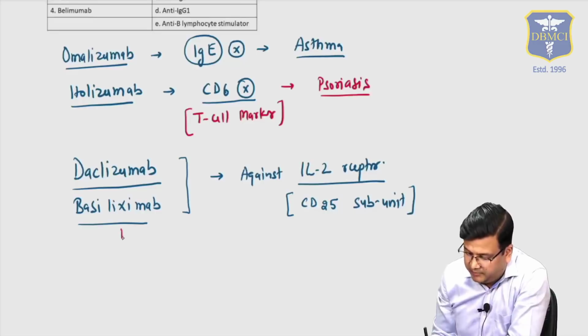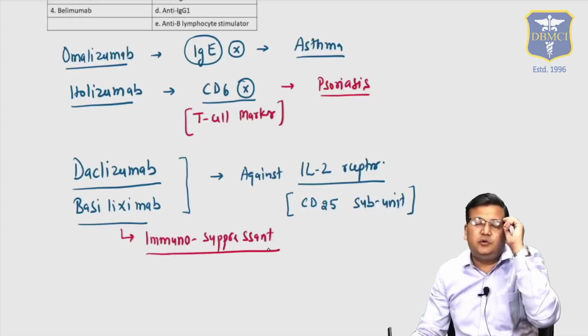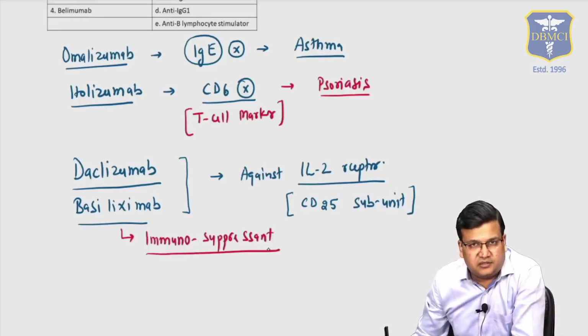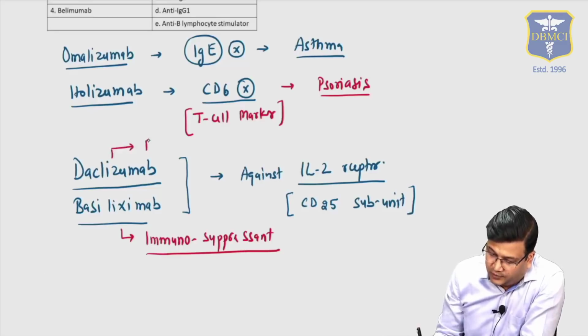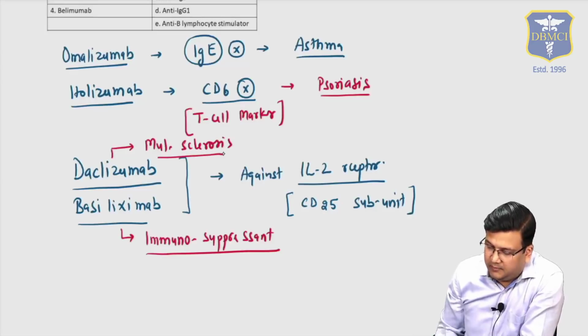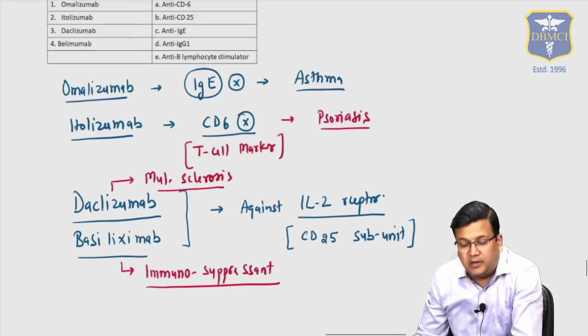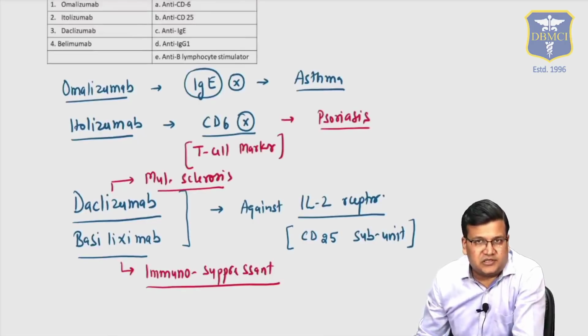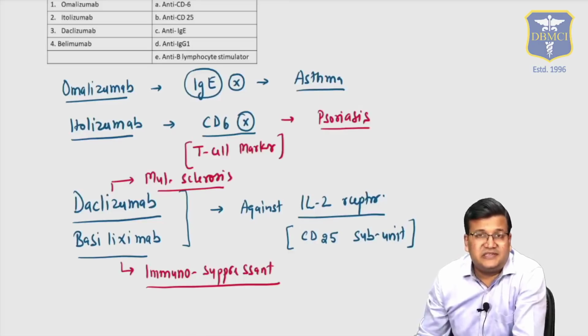Basiliximab, please remember, is used as immunosuppressant to prevent graft rejection, mainly after renal transplant, while daclizumab was used for multiple sclerosis. But this drug has now been discontinued, it is no longer available, but still the question has been asked. So, you need to remember daclizumab is used for multiple sclerosis if available, and basiliximab is commonly used as immunosuppressant, although both have the same mechanism.